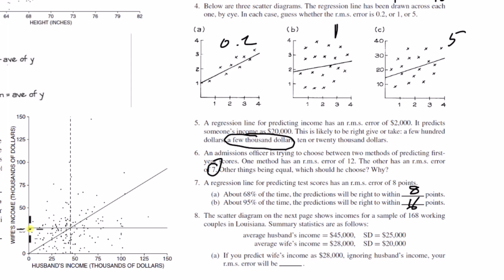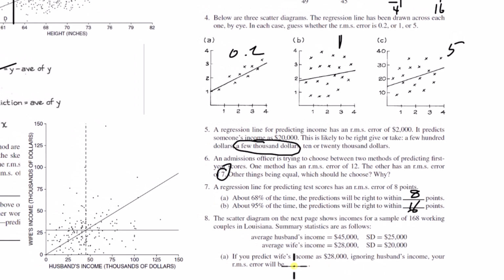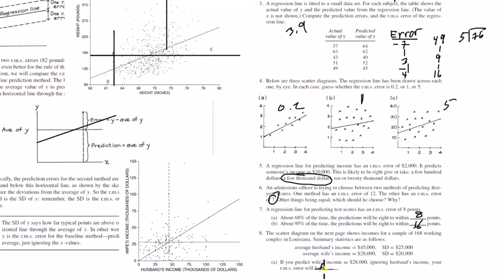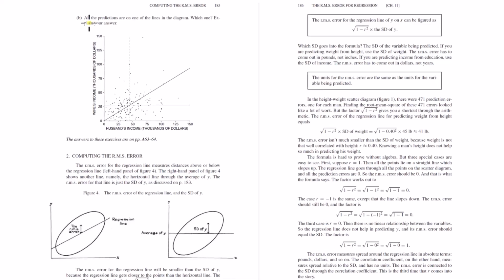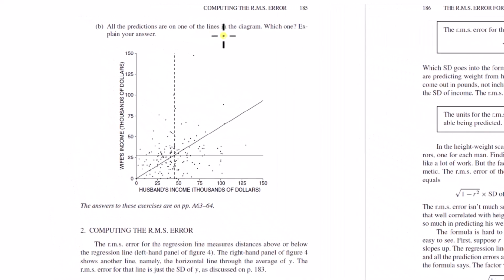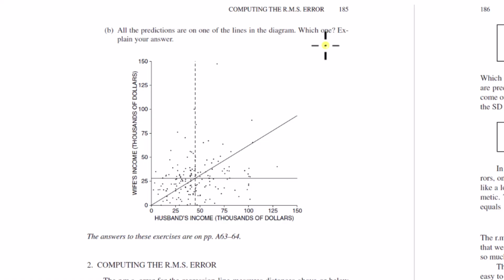So in this case, we think about the horizontal line that goes through the average wife income, 28,000. And so the RMS error is going to be the standard deviation of the wife's income, the 20,000. Okay, all the predictions are on one of the lines in the diagram. Which one? Yeah, the horizontal line that goes through the average wife's income.